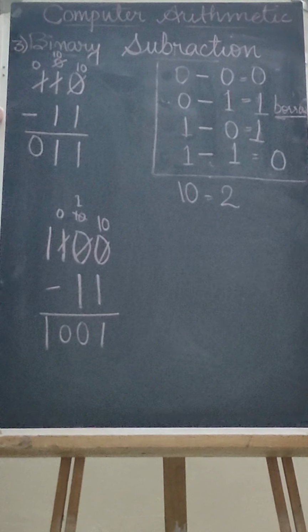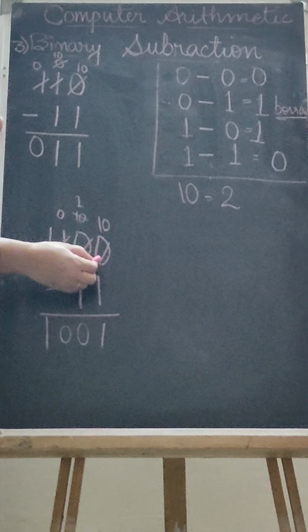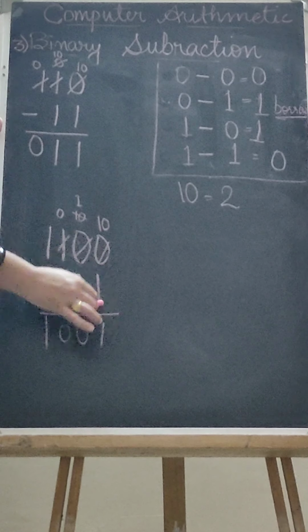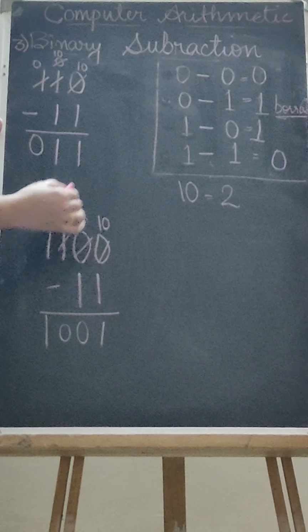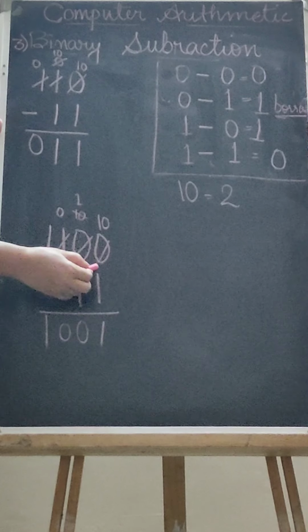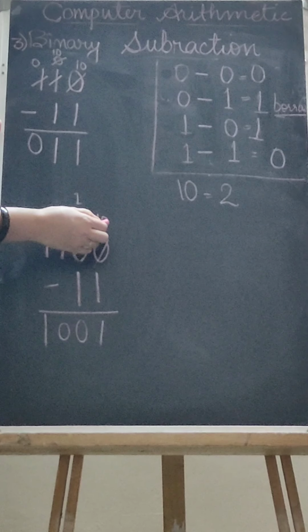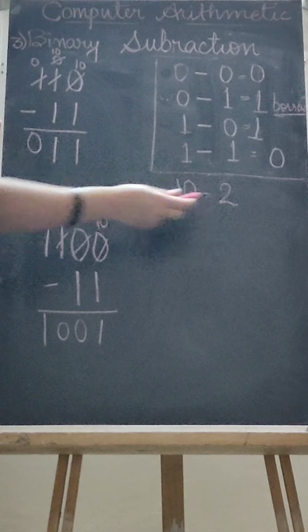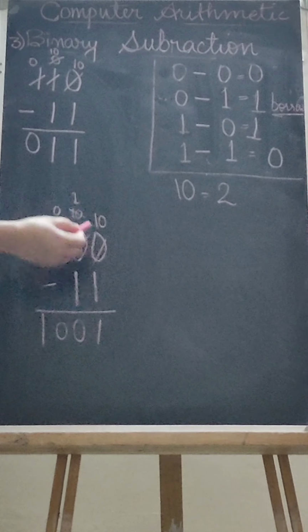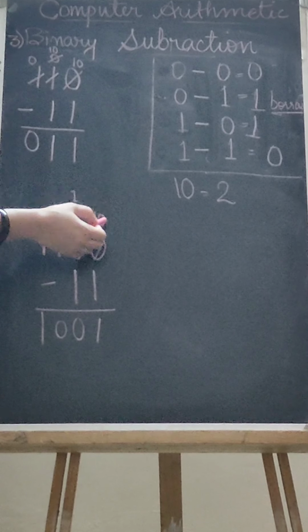So one thing you have to keep in mind is whenever we have to subtract 1 from 0, take borrow from the next number and that 0 will become 1 0. So this 1 0 is 2, 2 minus 1 is 1. So, but we will write it as 1 0.